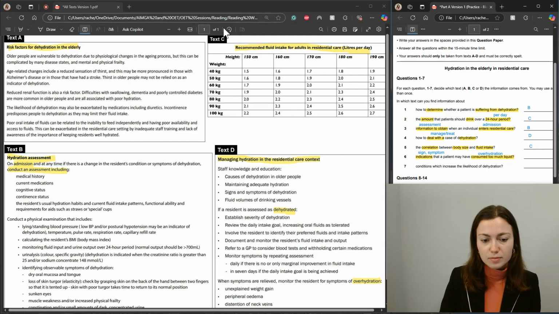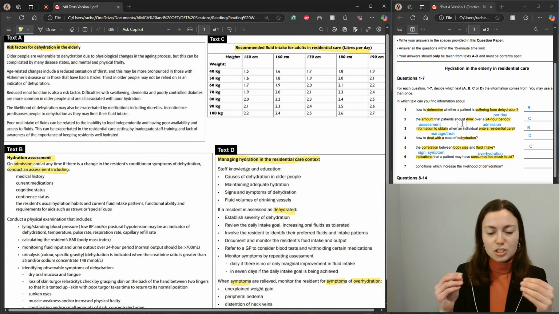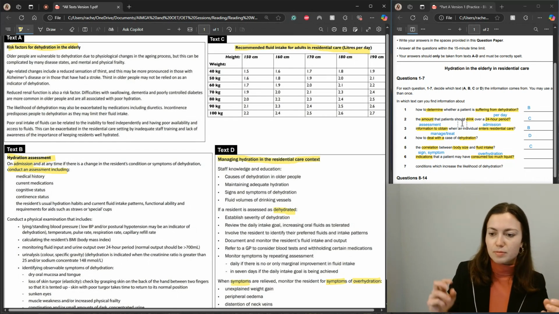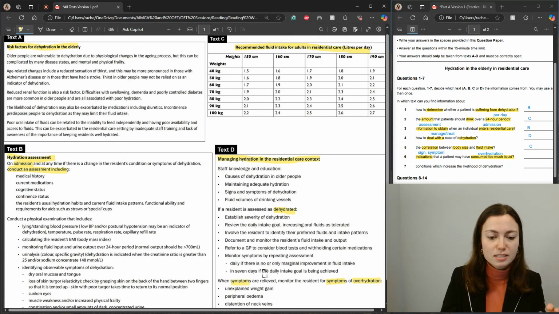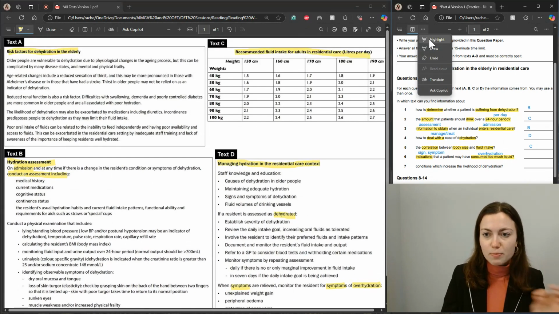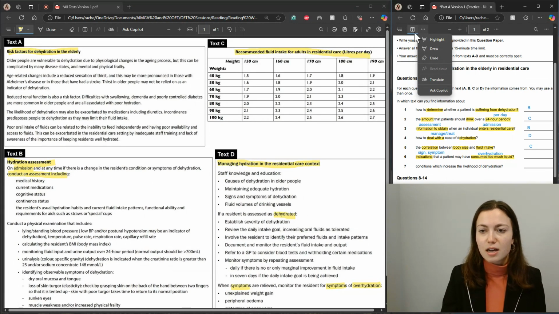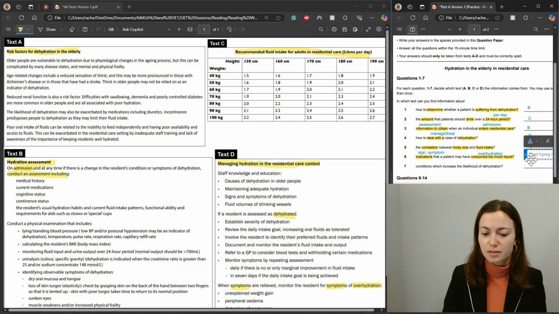When symptoms, key word there, when symptoms are relieved, monitor the resident for symptoms of overhydration. So that matches perfectly. Indications for symptoms, and then consuming too much liquid or overhydration, and then we have a list of symptoms given there. So that 3 points matching that gives enough evidence for us to conclude the answer for that is text D. Good.